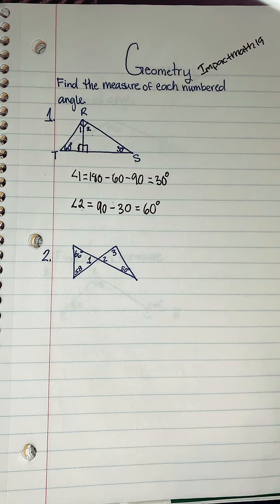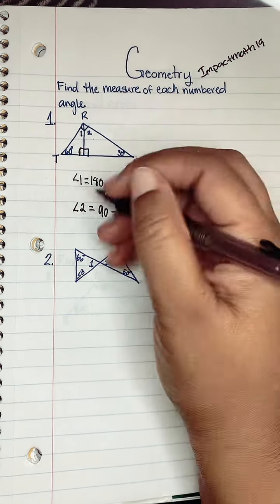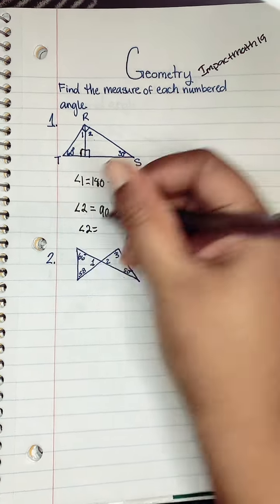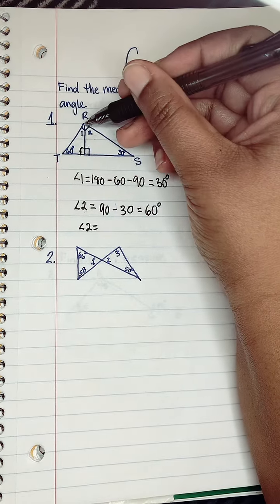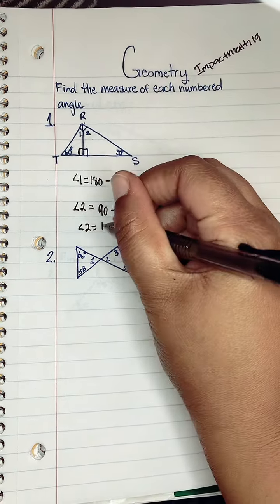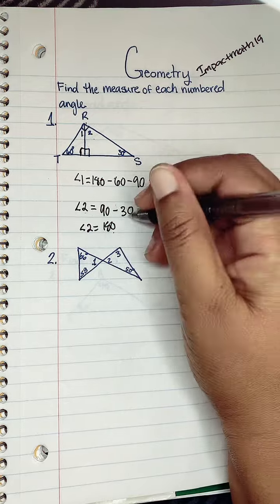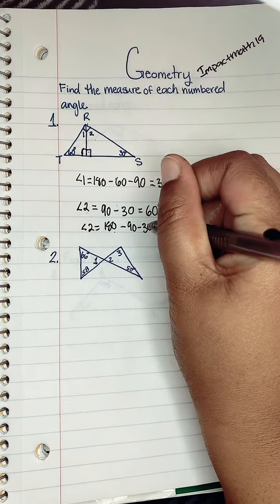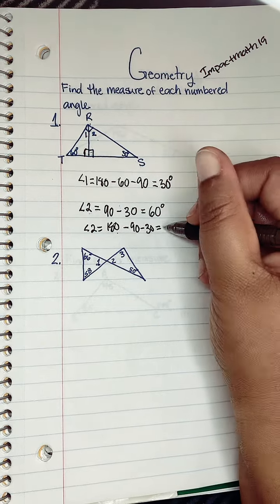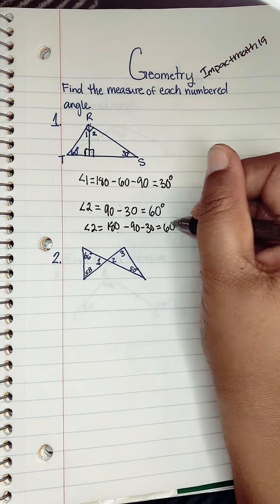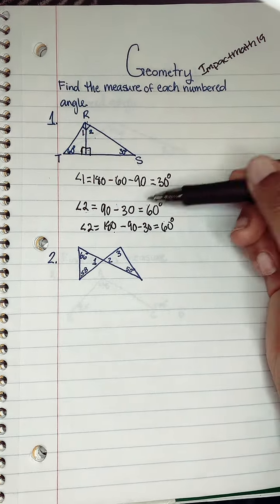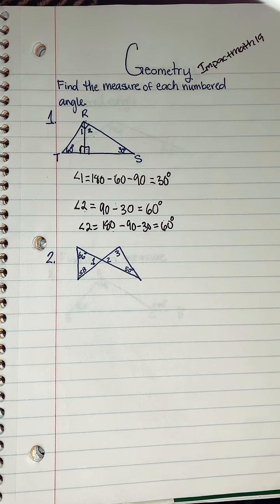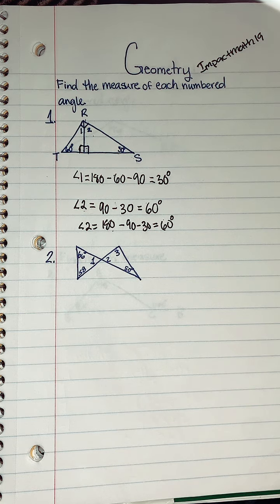So yes, user said, since we know that this is a triangle, and all triangles add up to 180, we could have done 180 minus this 90 minus 30 from angle 1. And that will also get us 60 degrees. So both ways get us to the right answer. Beautiful. Thank you for putting that in there. All right, let's go to number 2, you guys.